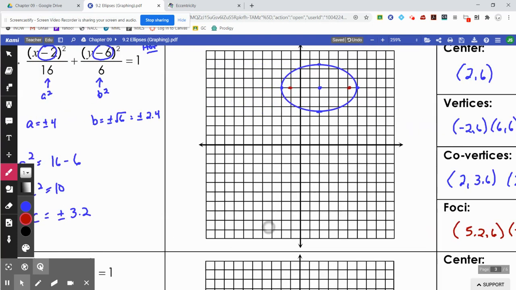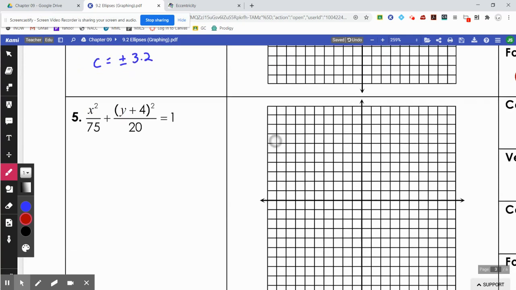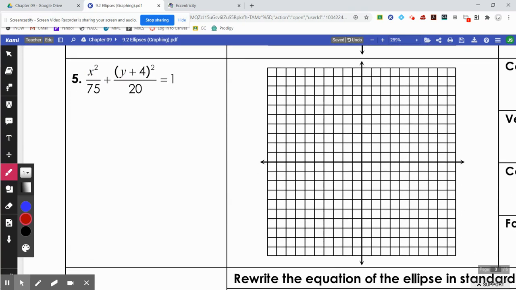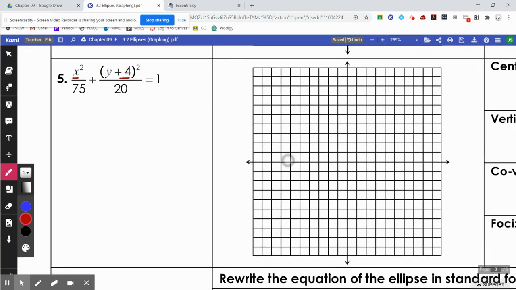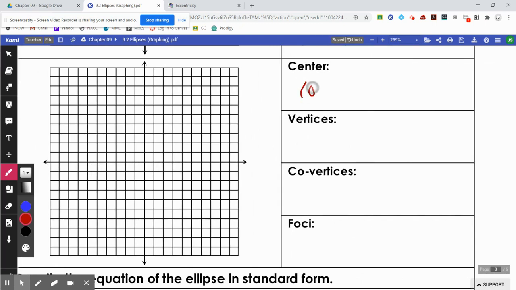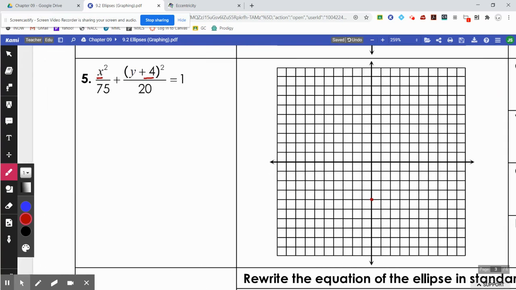Okay, the next one. Number 5. First, identify your center. 0, -4 is how that's got shifted. So 0, -4 is your center. Go ahead and plot that point. It's located right there.